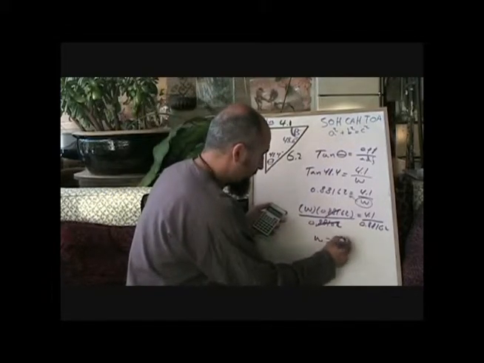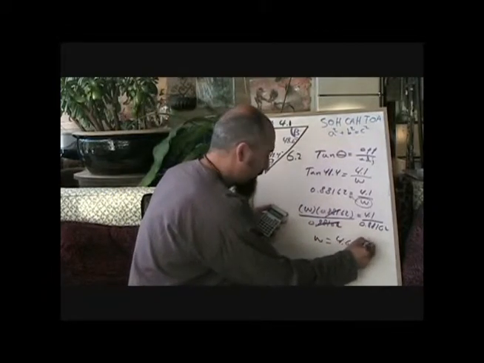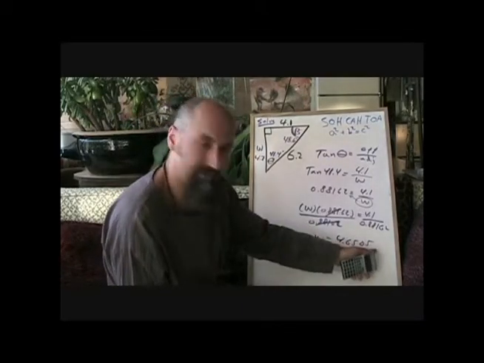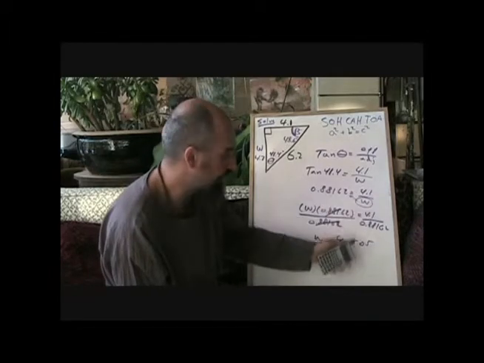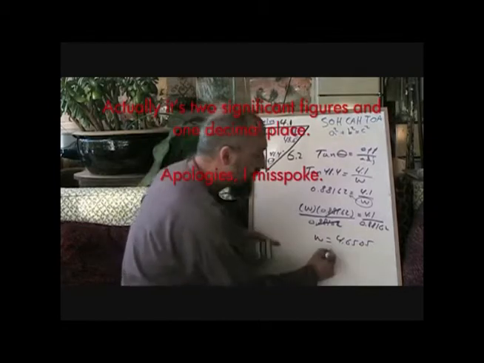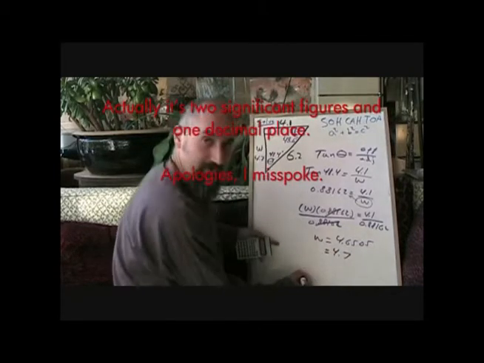W is equal to 4.6505. Now, according to the sig figs, these guys are going to vary a little bit from the answer we got previously, but we don't care because we only want to take it to one sig fig anyway. So this becomes 4.7. You follow?